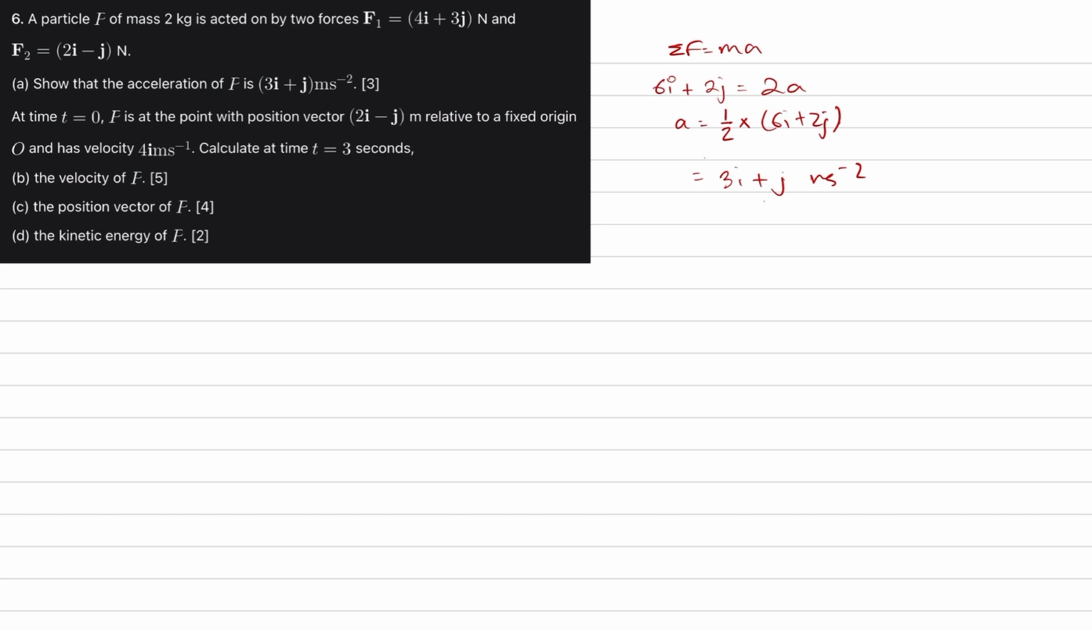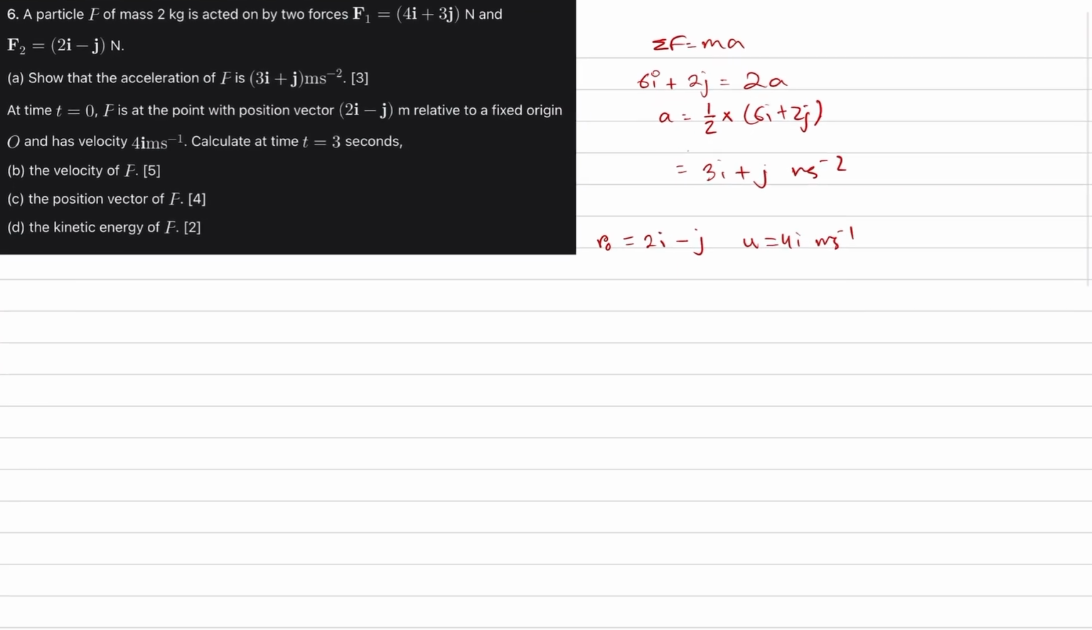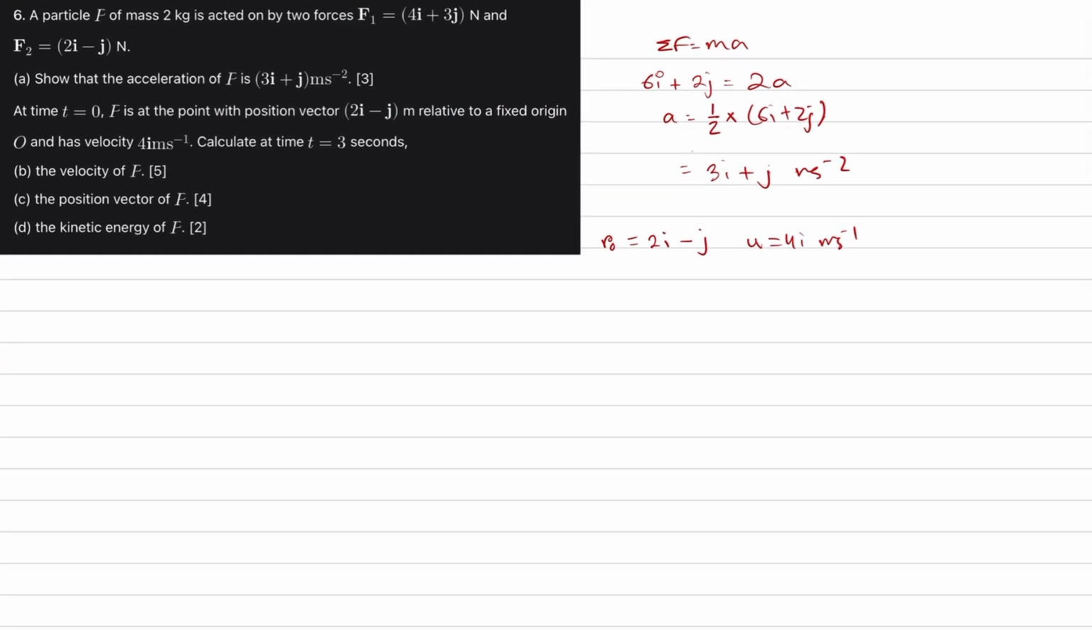At time t equals 0, P is at the point with position vector 2i minus j relative to a fixed origin O. Okay, so that's our initial position vector. We're doing M2 and they've brought M1 here, but it doesn't matter. Initial position 2i minus j, and has velocity, so initial velocity is 4i. Calculate, at time t equals 3 seconds, the velocity of P.